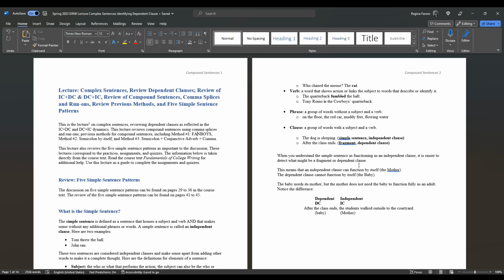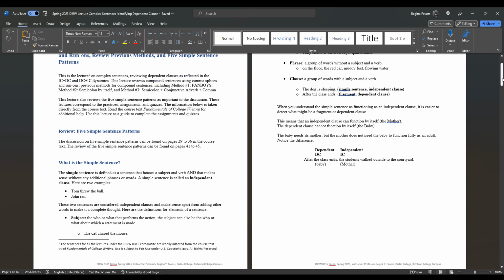dynamic, and then compound sentences, of course, comma splices, run-ons, previous methods, and five simple sentence patterns. So this is the lecture on complex sentences, reviewing dependent clauses as reflected in the ICDC, DCIC dynamics. This lecture reviews compound sentences using comma splices, run-ons, previous methods for compound sentences, including method one, fanboys, method two, semicolon by itself, and method three, semicolon plus conjunctive adverb plus comma. And you can find all of this information in the course text.